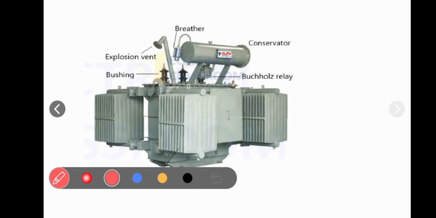And this is known as the explosion vent, and it is made of thin aluminum pipe, and the function of this explosion vent is to protect the transformer from explosion. During high temperature, when the oil expands, the oil actually comes out from this explosion vent, and the transformer gets protected.